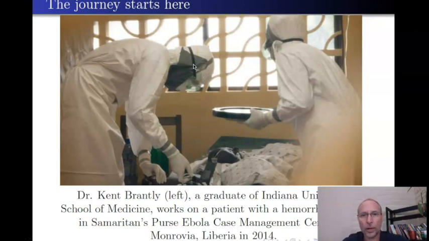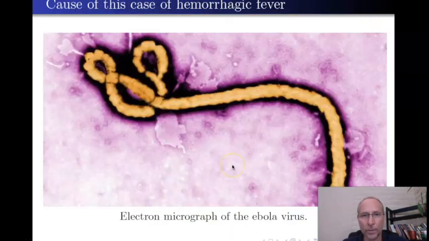So what did Dr. Brantley do? Well, he took these samples and he sent them back to the Center for Disease Control in Atlanta, and other researchers also sent them to a very good laboratory in South Africa, in Johannesburg, and they discovered what was killing these patients. This long stringy thing right here is the Ebola virus. That is what was causing that particular disease.